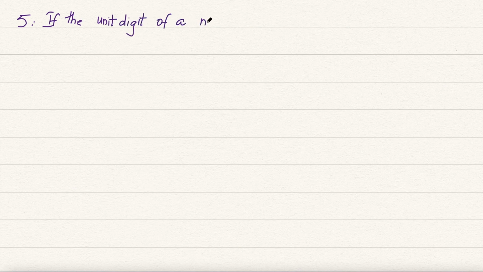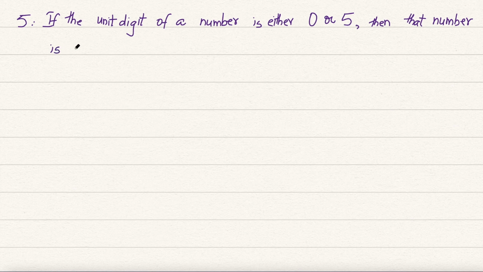Now let's check the test of divisibility for the number 5. If the unit digit of a number is either 0 or 5, then that number is divisible by 5. Let's look at a few examples.